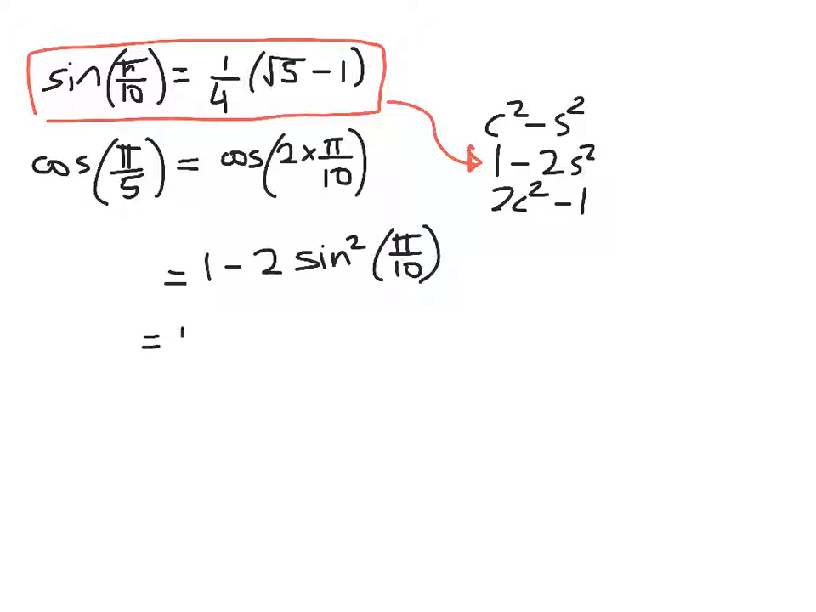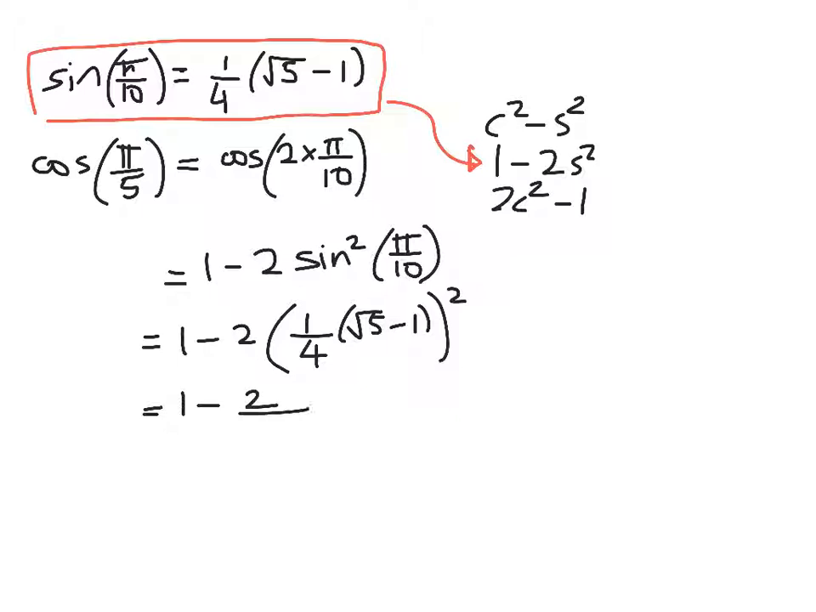which gives me 1 minus 2 times 1/4 root 5 minus 1 squared. One of the reasons I picked this question today was to give you some more practice with surds. So here we have 1 minus 2 over 16, right, squaring this, times, well, let's see, what have we got? Root 5 squared gives me 5.